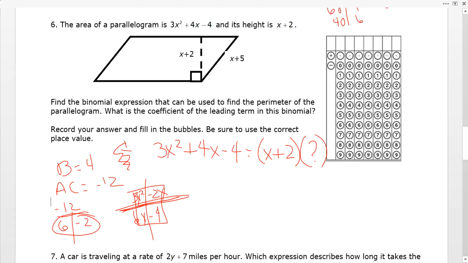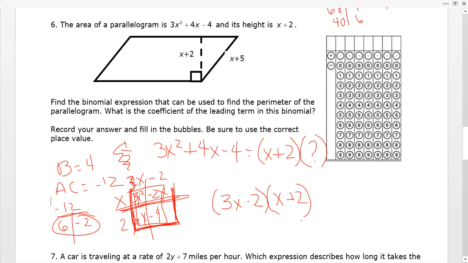Greatest common factor, x. Greatest common factor down here, 2. Greatest common factor in my column is 3x, 2. Greatest common factor in here is going to be -2. So I end up with 3x minus 2, x plus 2. So my base is this.